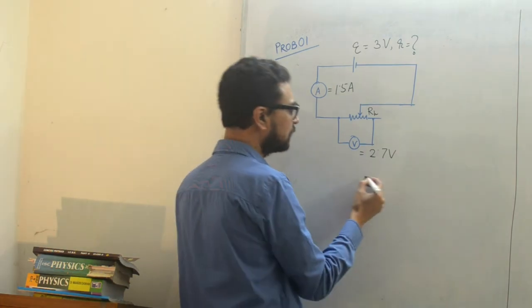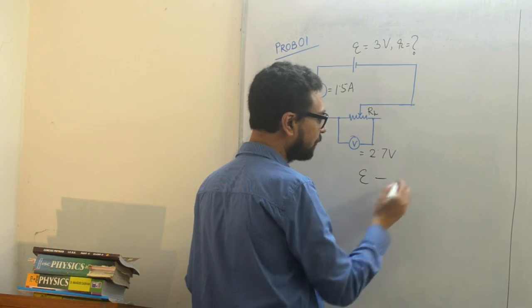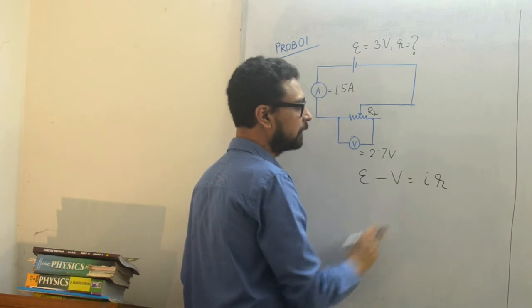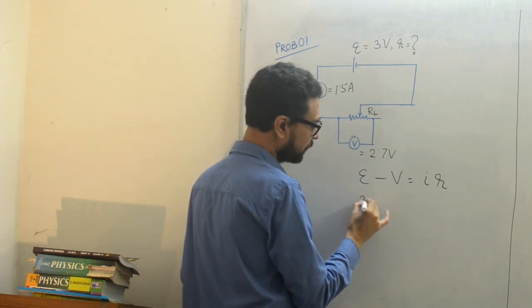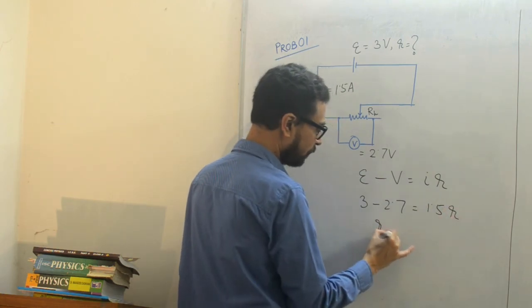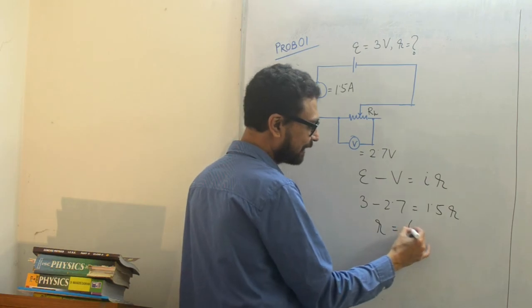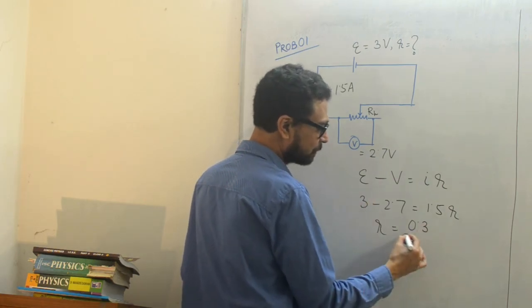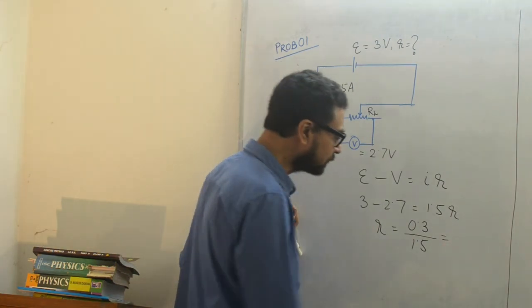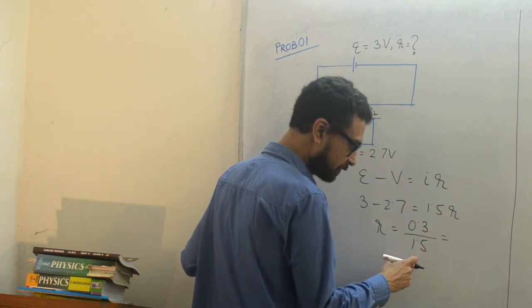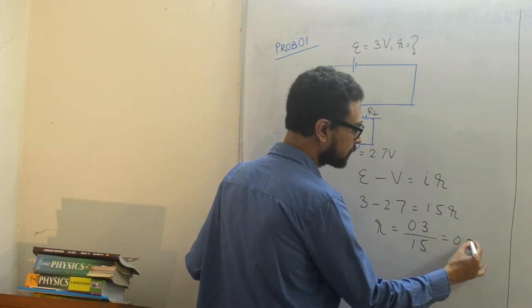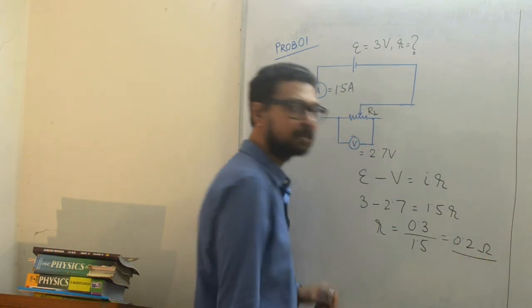So obviously, we can easily use E minus V is small I into R. We know I, we know V, we know E. So 3 minus 2.7 is 1.5 into r, and from here you can easily understand that r is 0.3 divided by 1.5. What will be the answer? It is 3 by 15, so 1 by 5, so 0.2 ohm will be the answer.